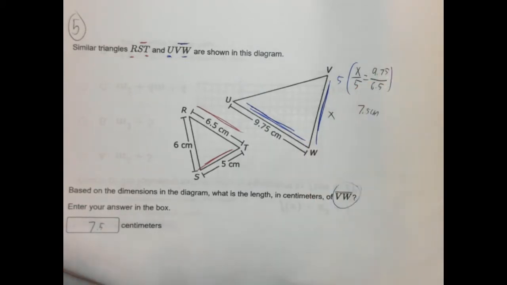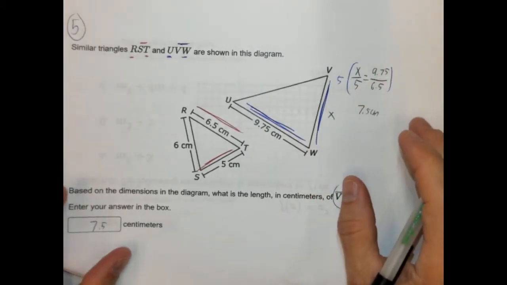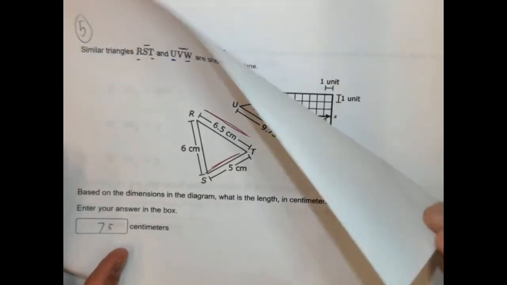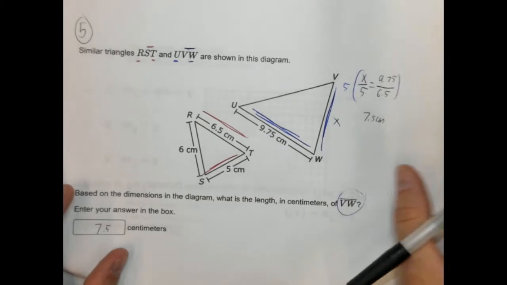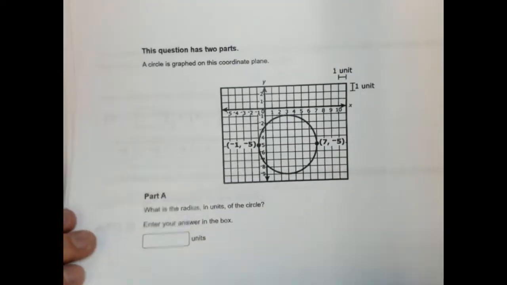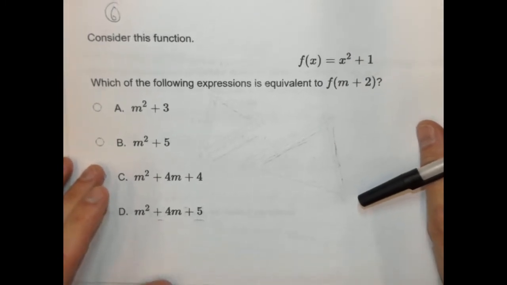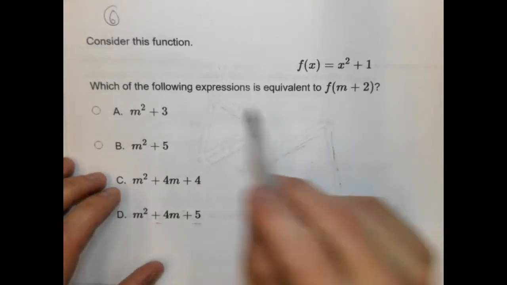Unfortunately, the switch to digital format has taken away the ability to simply write on the test, so we have to make do and improvise. Using scrap paper is really important. So don't just try to figure it out in your head. That's the worst possible thing you could do. All right, so here we go.